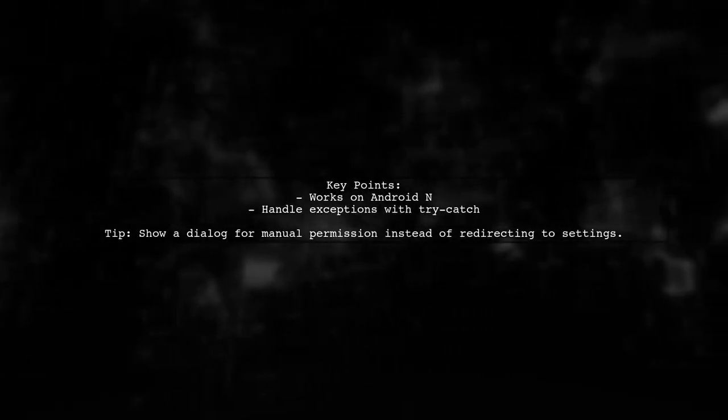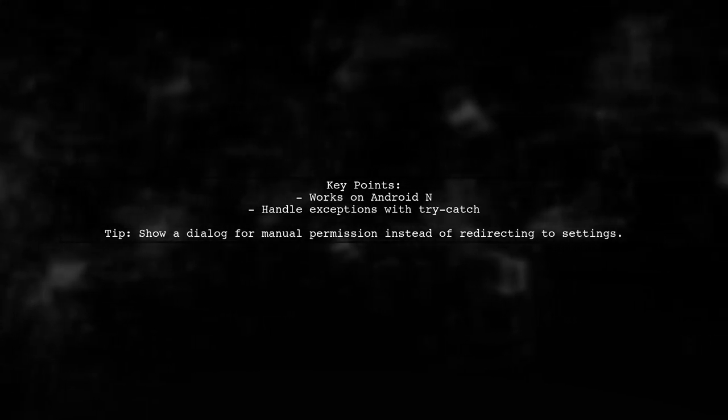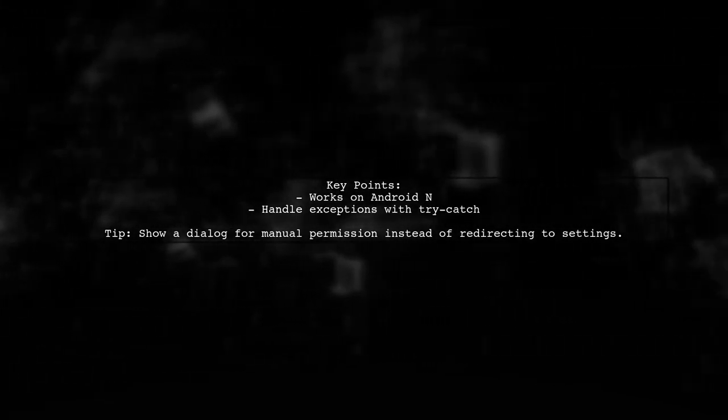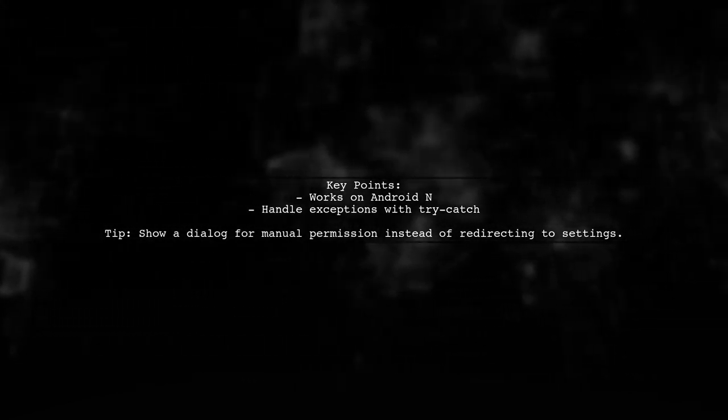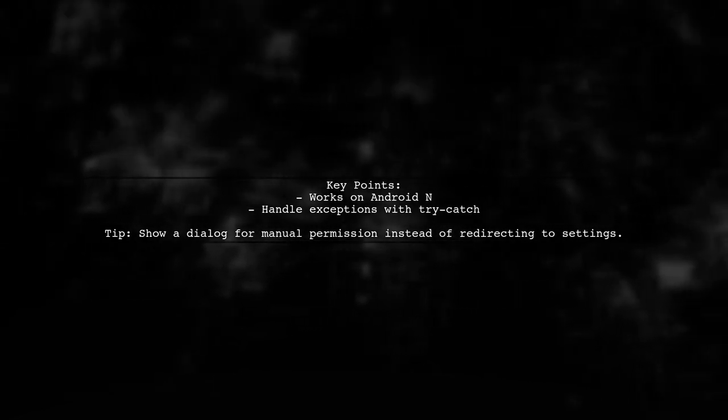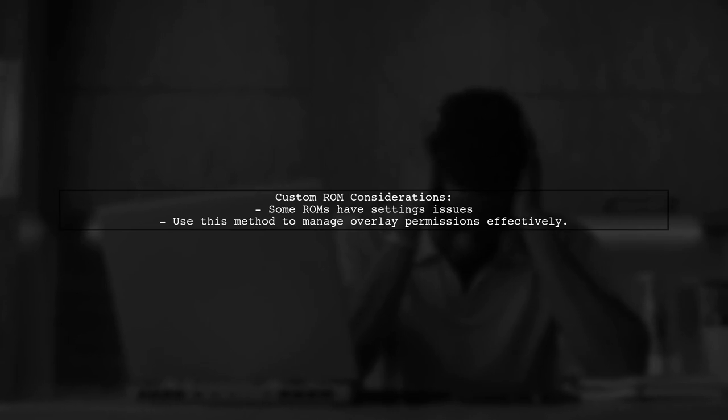This method works well on Android N and can help with custom ROM issues. If you encounter an exception, consider using a try-catch block. Custom ROMs may have issues with system settings, so this approach is effective for those situations.